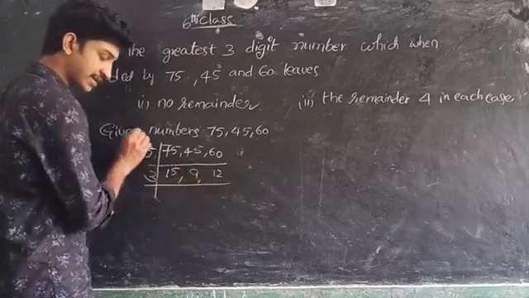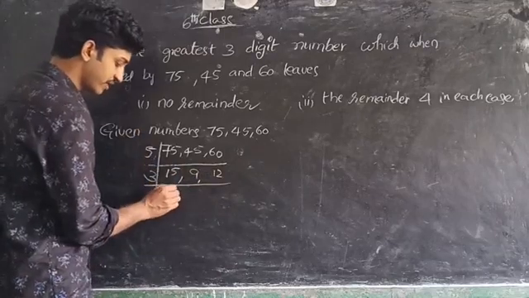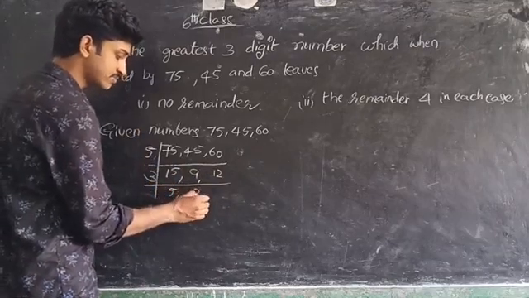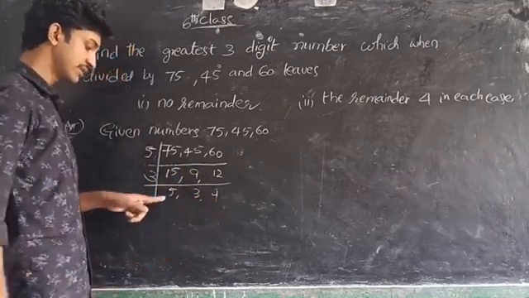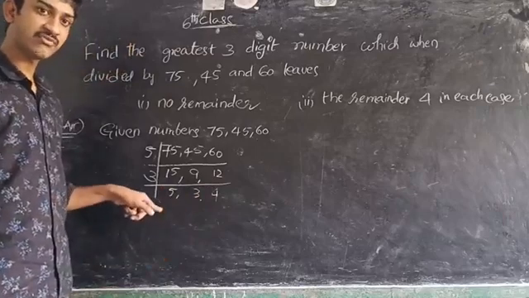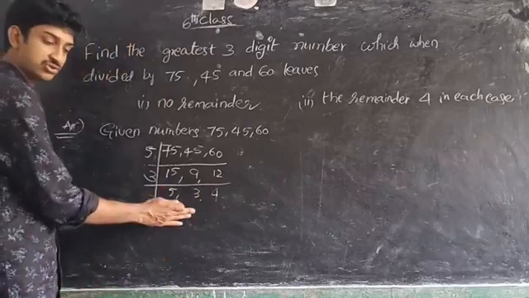So now take three table. In three table, 15 is 5 times, 9 is 3 times and 12 is 4 times. So these three numbers are different numbers, and what is their common factor? That's why we have to stop here.